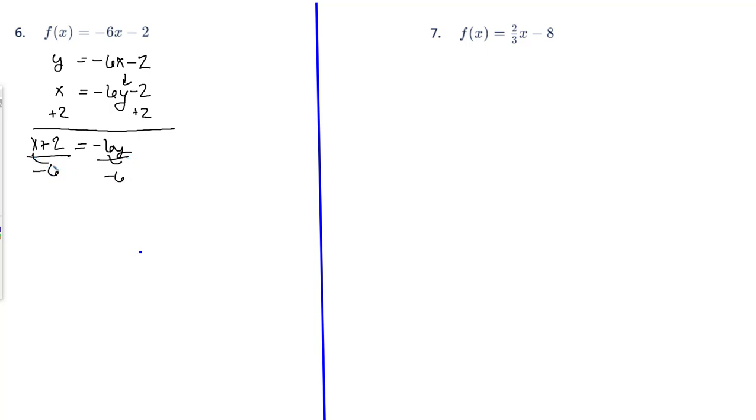That means I'm going to have a -6 divided on both of those parts. So x divided by -6 plus 2 divided by -6 is equal to y. And I simplify that, that gets negative x over 6 minus 1/3 is equal to y, or y is equal to negative x sixth minus 1/3.